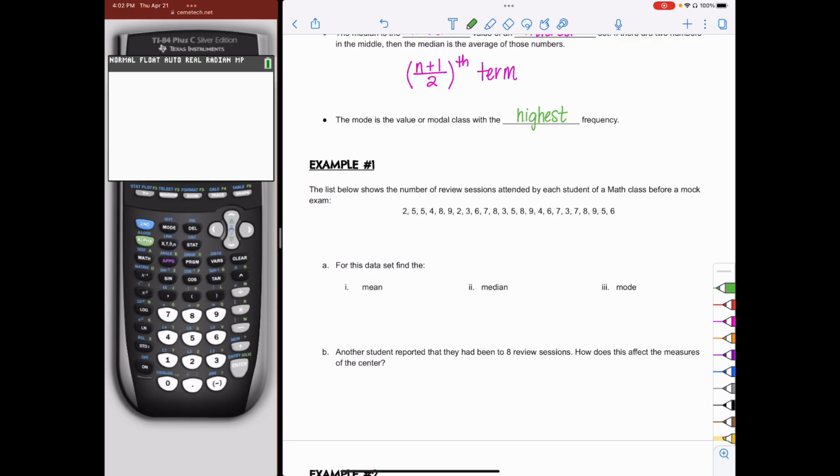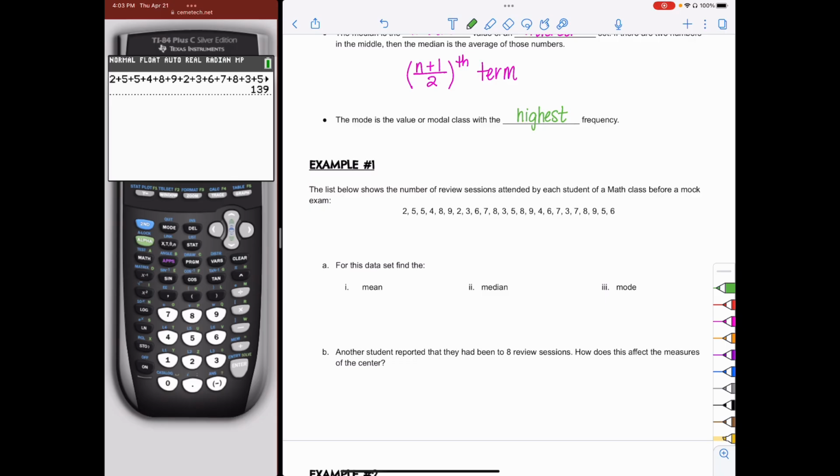For the mean, like we said, we add up all of our numbers and divide by the number of values. So if we add up our numbers, we have 2 plus 5 plus 5 plus 4 plus 8 plus 9 plus 2 plus 3 plus 6 plus 7 plus 8 plus 3 plus 5 plus 8 plus 9 plus 4 plus 6 plus 7 plus 3 plus 7 plus 8 plus 9 plus 5 plus 6. So we have a total of 139.